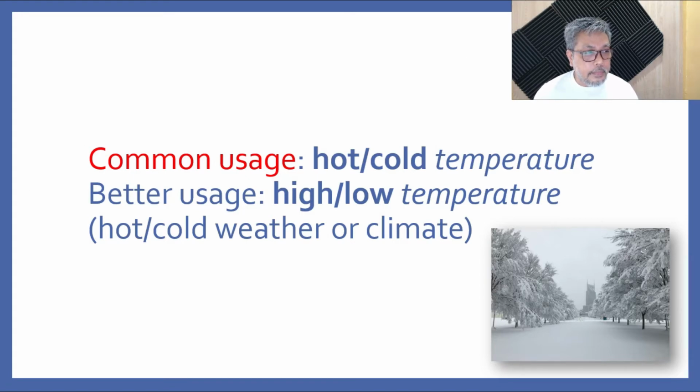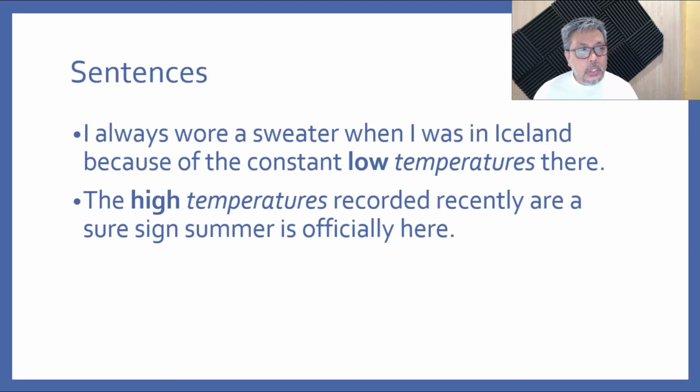Let's have a couple of sentences here. I always wore a sweater when I was in Iceland because of the constant low temperatures there. It means that it was cold, the temperatures were low. The temperatures were not cold, it was the weather that was cold, but the temperatures are low. Another example: the high temperatures recorded recently are a sure sign summer is officially here. The weather is hot, but the temperature is not hot, the temperature is high, and that's why it is hot. So you're talking about hot weather but high temperature.